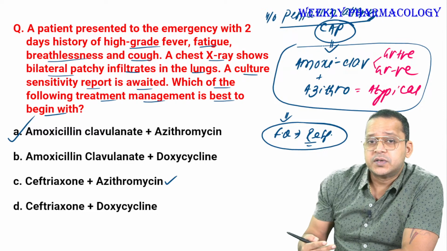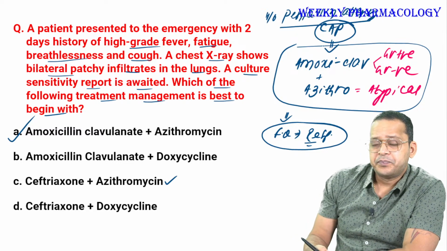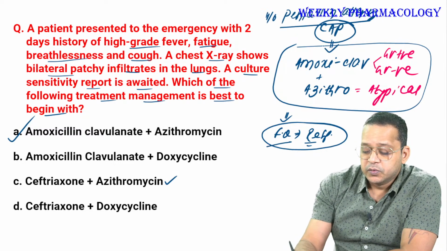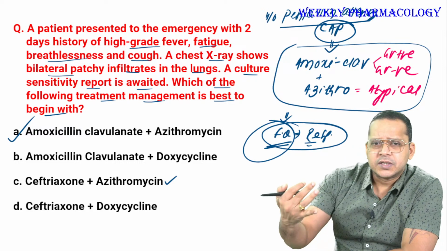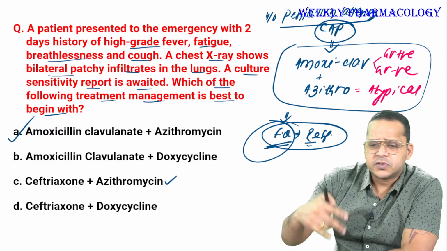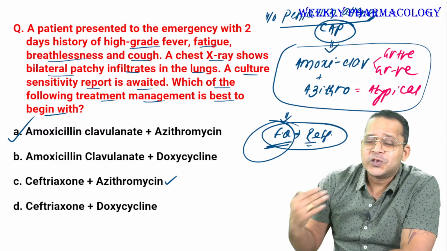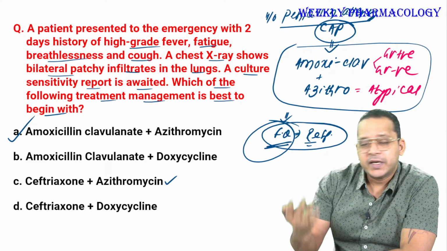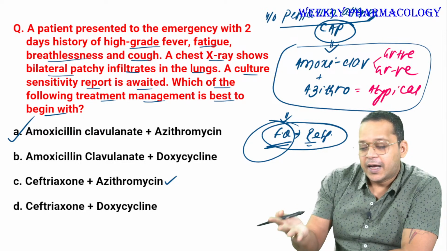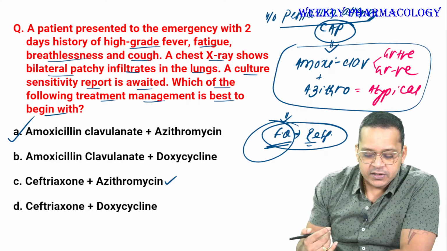So I always try to use a beta lactam plus a macrolide. If I'm not able to do that, then I can use a fluoroquinolone like levofloxacin, moxifloxacin. They can cover gram positive, gram negative, atypical, everything on their own, but they are slightly more on the toxic side. There is a reason why we use a beta lactam plus azithromycin. So excellent, guys.